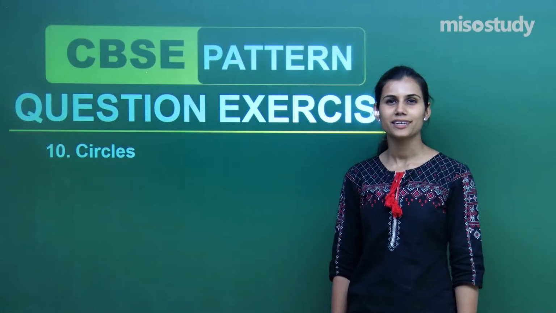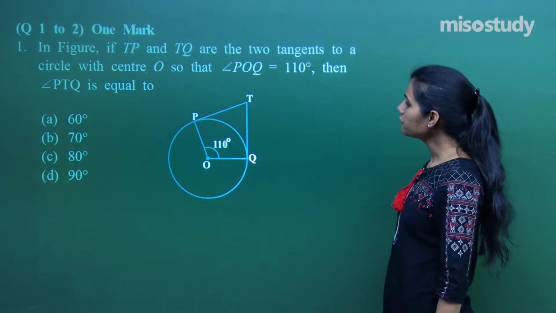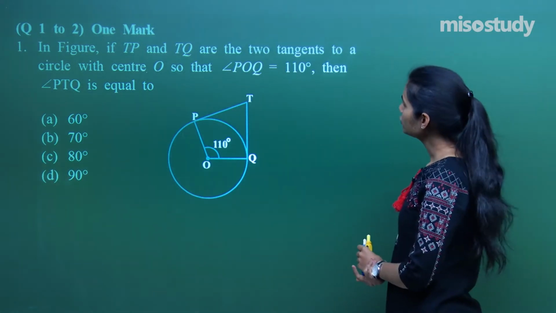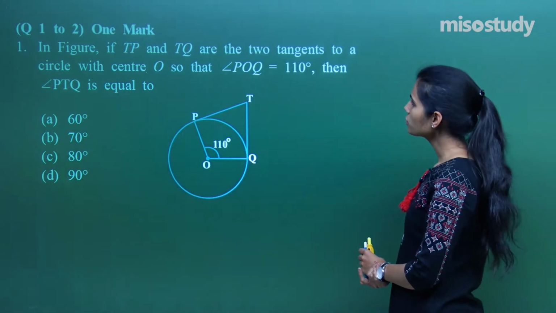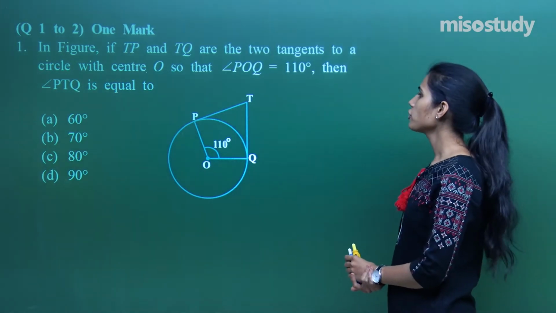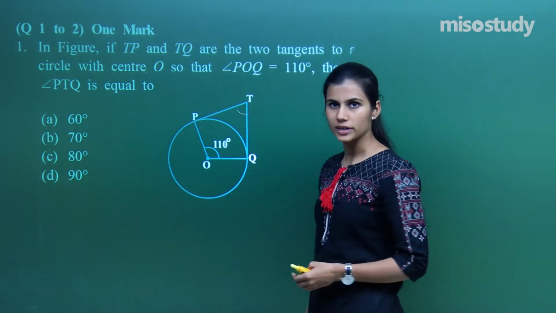So everybody, let's begin our discussion over the questions. The first question says that in the given figure, if TP and TQ are two tangents to a circle with center O so that angle POQ is 110 degrees, find the measure of angle PTQ. This is the angle whose measure I need to find.